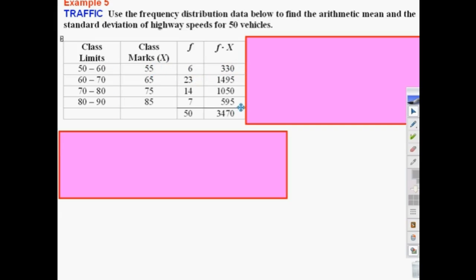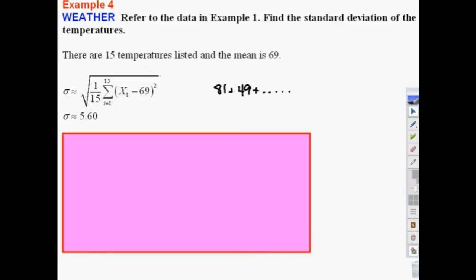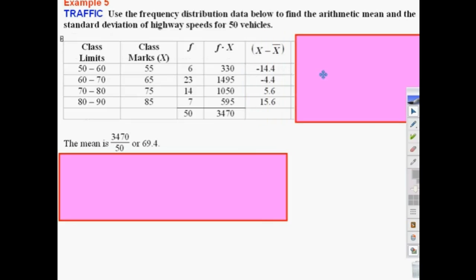And I do that for each of the class limits, and I add them together. That allows me to find the arithmetic mean. I take the summation of all the speeds, divide by the 50 vehicles, and that gives me a speed of 69.4 for my average. Now, for the standard deviation, if we look back at our formula, I'm going to need to take the difference of each of those speeds and the average.